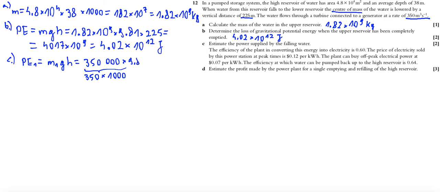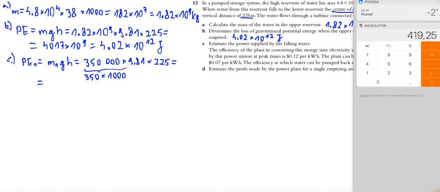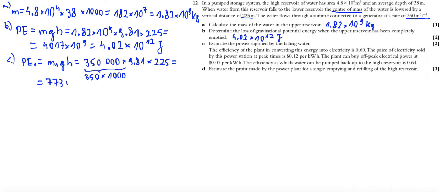Of course, this mass must be multiplied by 9.81 and multiplied by the height from which it falls, 225, which results in 350 times 9.81 times 225, and remember times 10 to the power of 3, so 773,000 times 10 to the power of 3, which gives 7.73 times 10 to the power of 8 joules.